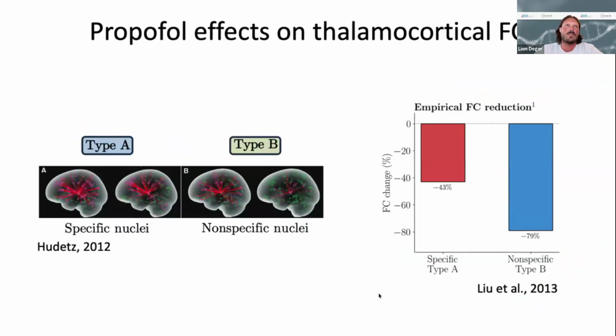As I talked about anesthesia earlier, there's a finding that these two different projection types are affected differently during propofol anesthesia. More specifically, the specific type A thalamocortical connectivity was not as reduced as the non-specific nuclei. You can see that in this bar plot here. So we see the type B functional connectivity between thalamus and cortex was heavily reduced, while the other one not as much.